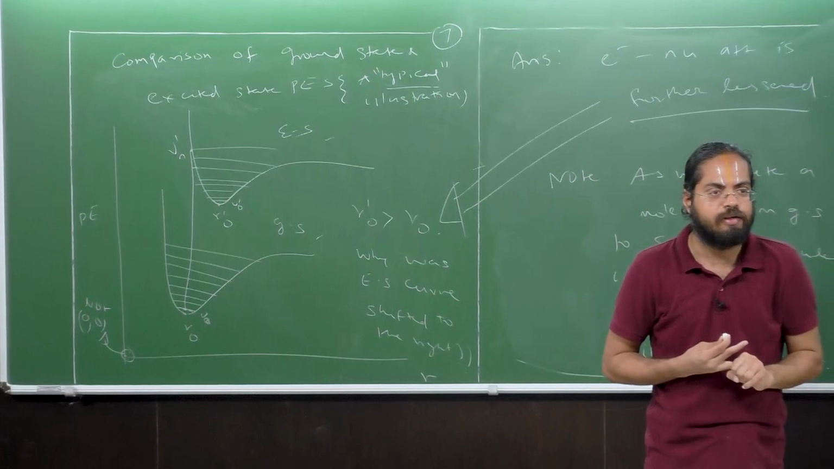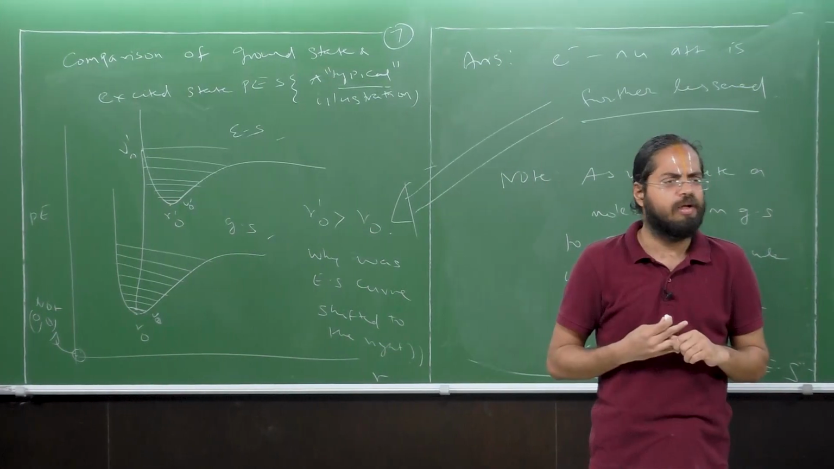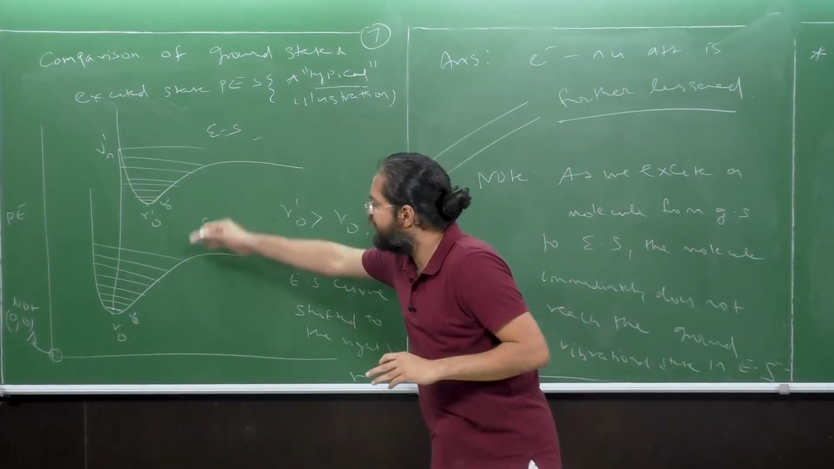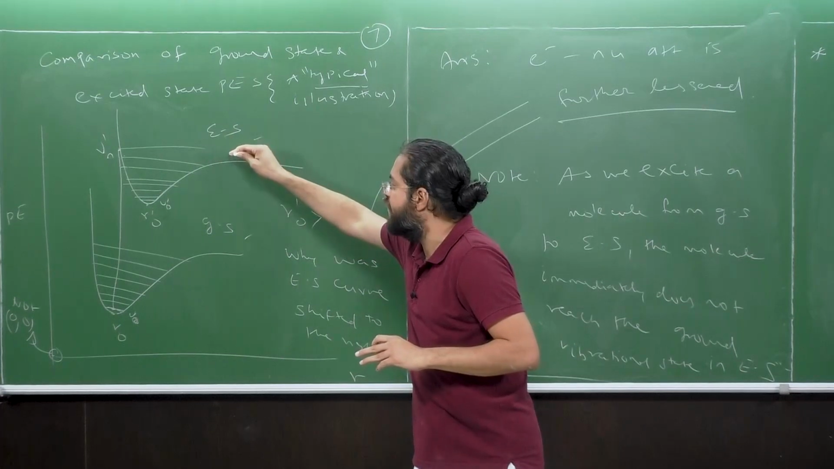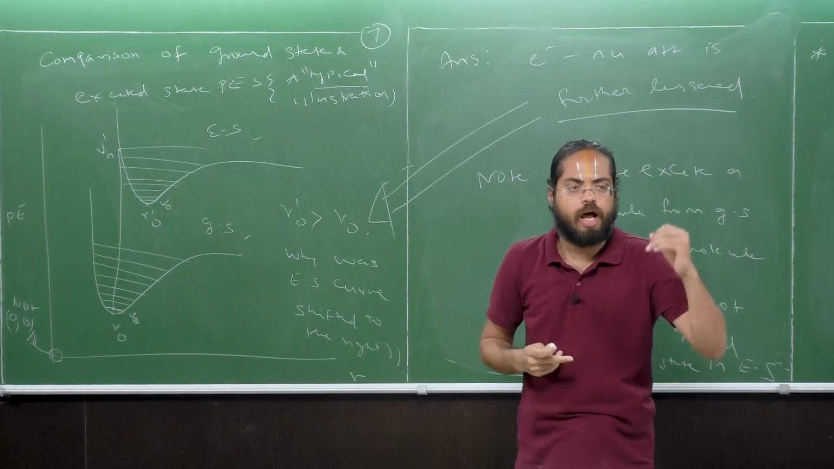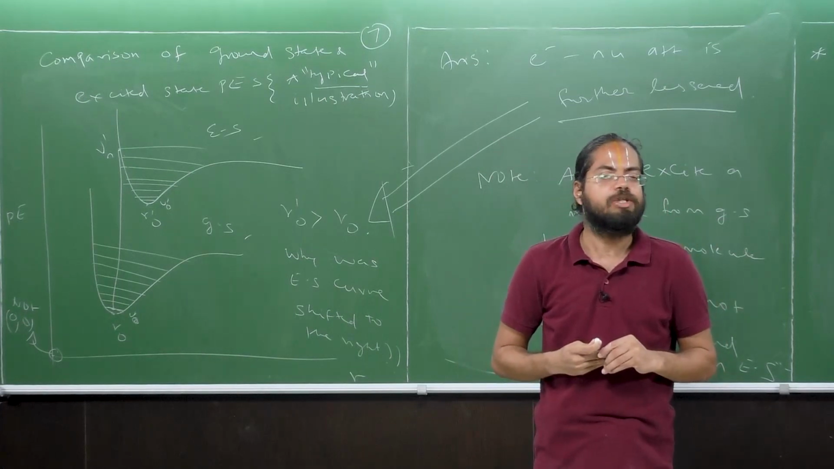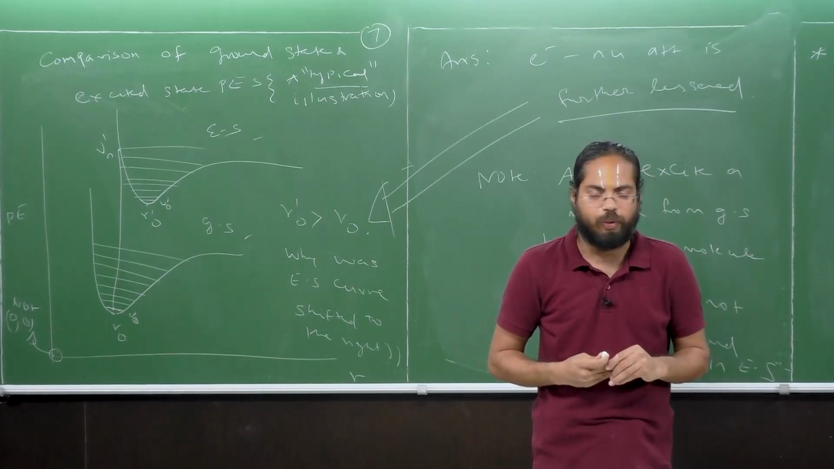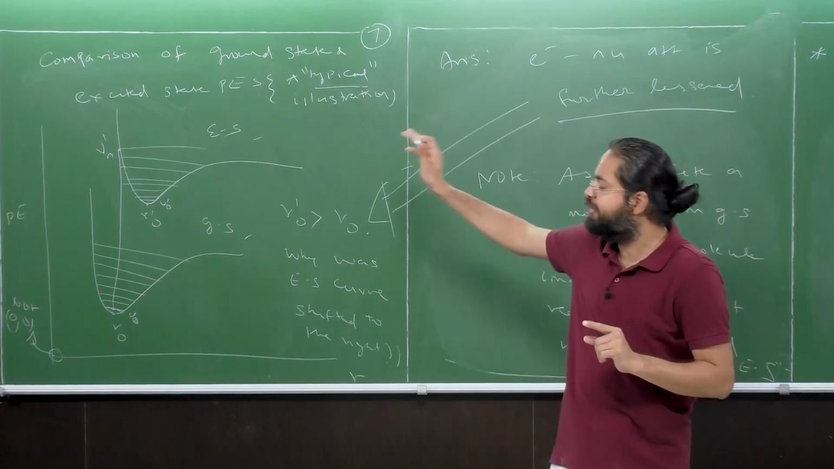Now, why should this happen? Why should it be that the vibrational state in the excited electronic state does not coincide with the ground state? As an answer to this, we shall be looking at it in the next class. On that note, I shall end this class.